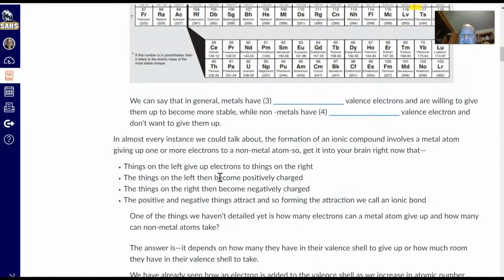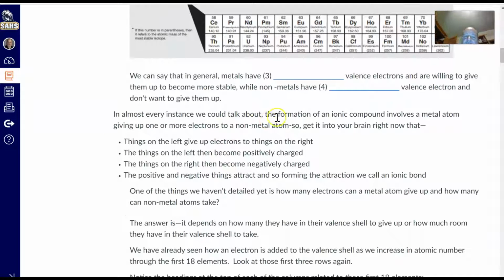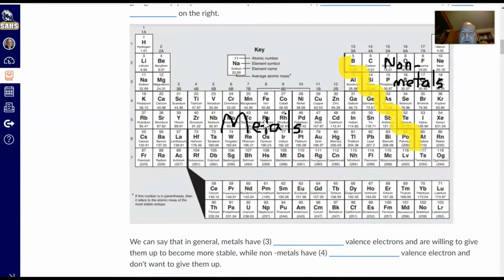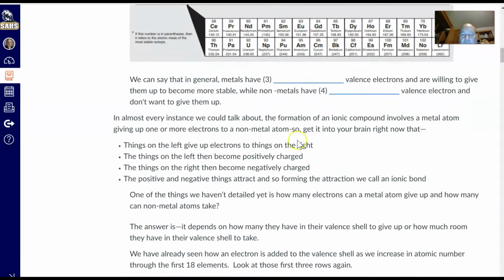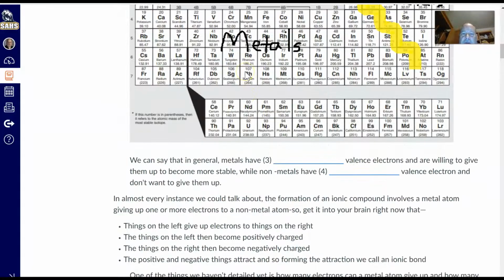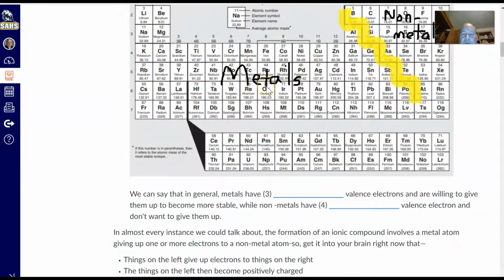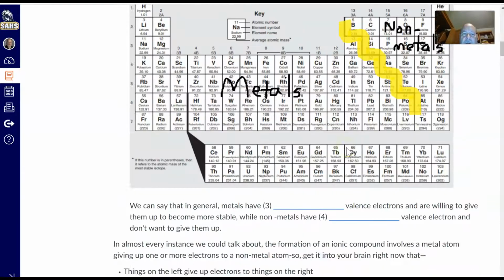Now, in almost every instance, the formation of an ionic compound involves a metal atom giving up one or more electrons to a nonmetal. So the sequence that you need to focus on is that things on the left of the periodic table give up electrons to things on the right. So things over here give up electrons to things over here. And then the things on the left become positively charged, and the things on the right become negatively charged.